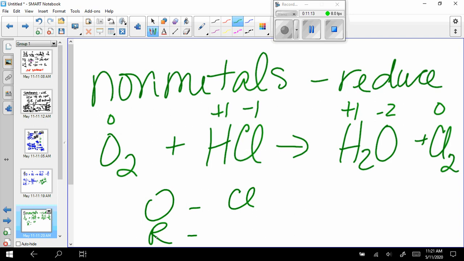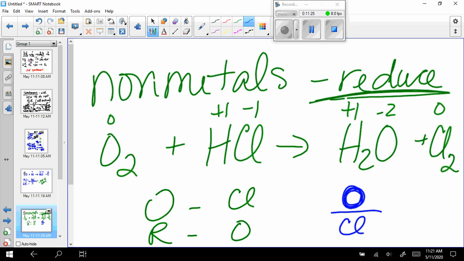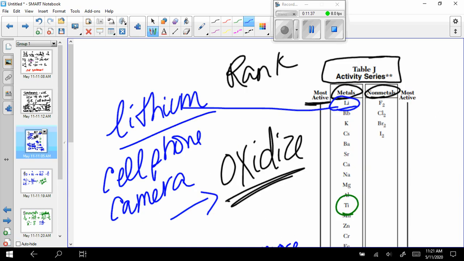And what was reduced in charge? Oxygen. Now, for nonmetals, I want the one reduced to be higher. So I want to look on table J and I want to make sure O is higher than Cl. If O, the one being reduced, is higher than the one being oxidized, then this would be spontaneous for this reaction. So let's go to table J.